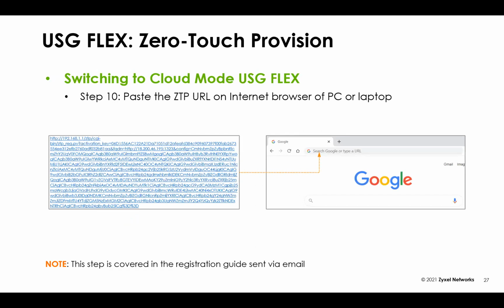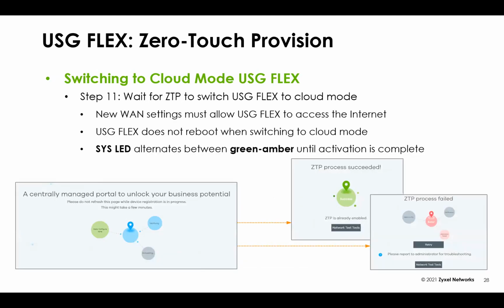Now, if you've copied the link, what you'll do is just paste that link into your browser. And then it'll run through the ZTP configuration. So it'll go through the whole activation process once the link is pasted into your browser. It'll start copying the new WAN settings over to the firewall, and then it will connect to the internet, to the cloud with NPC, and it will start downloading a specific firmware for the device to be put into the cloud. You're going to see the sys light or the system light alternate between green and amber until the activation is complete.